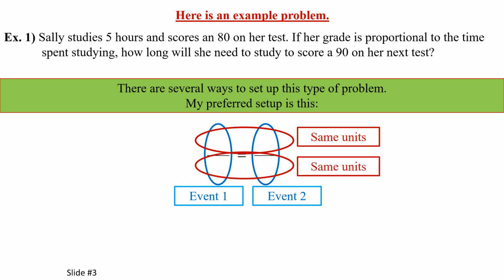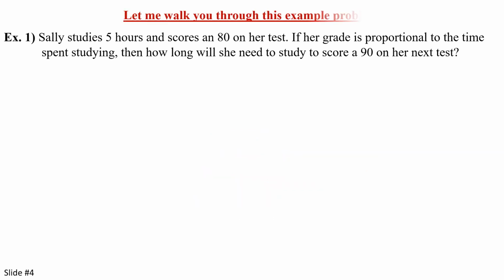So my fractions are events, and the numerators would be the same units. The denominator would be the same units. Okay, let's walk through this problem.